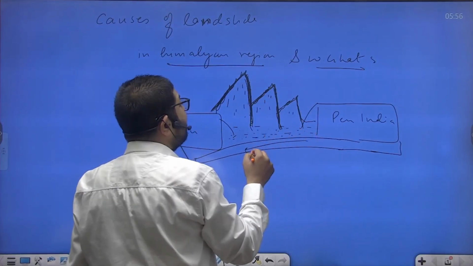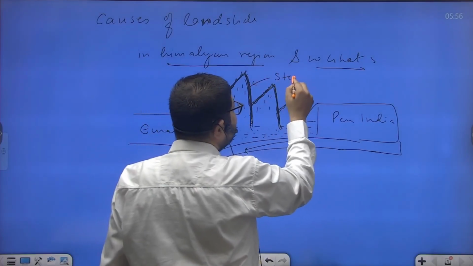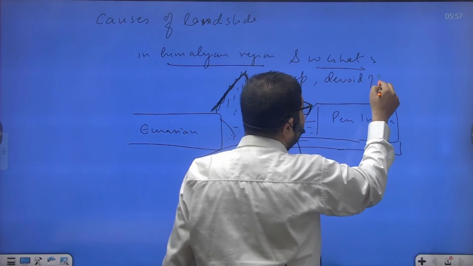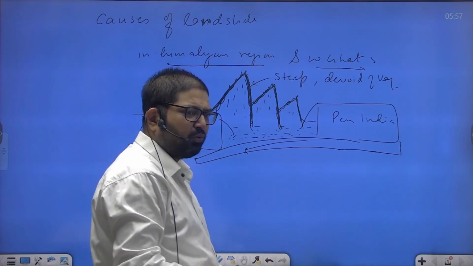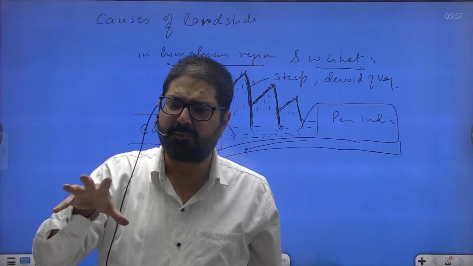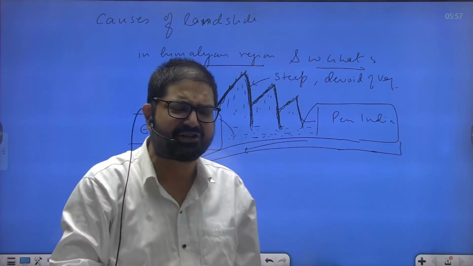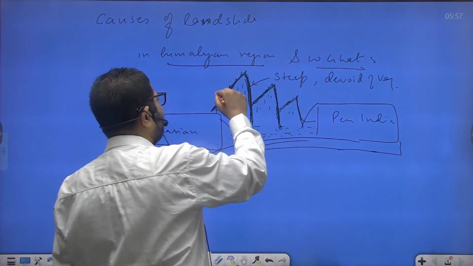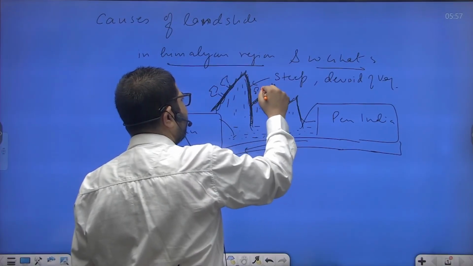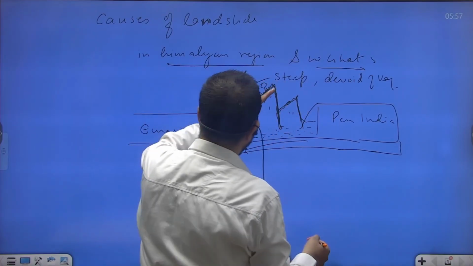Because of steepness, the southern slope is devoid of vegetation. It is not only steep, it is also devoid of vegetation. Usually the roots of the trees bind up the soil, but since the southern slope is steep, it is devoid of vegetation. Whatever vegetation is found, it is found on the northern slope of Great Himalayas, northern slope of Middle Himalayas, because the northern slope is gentle.